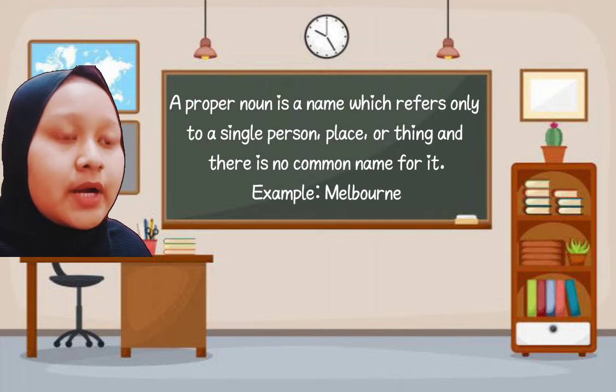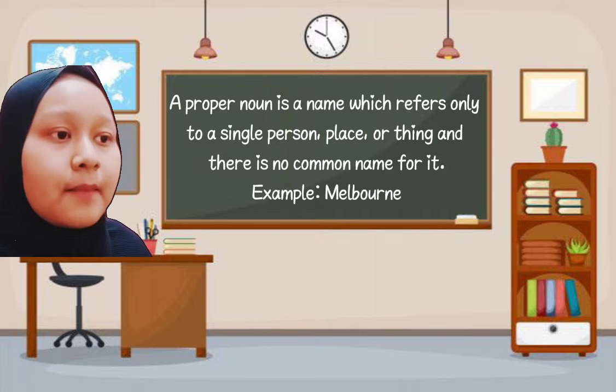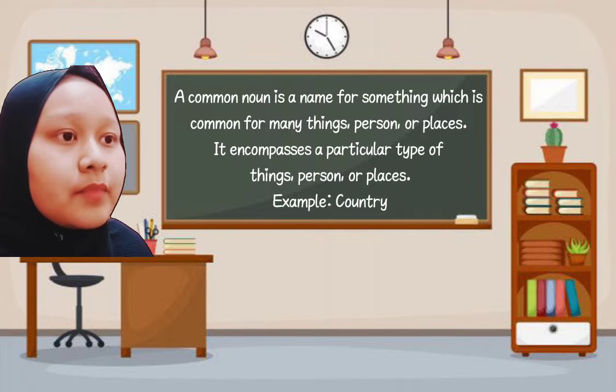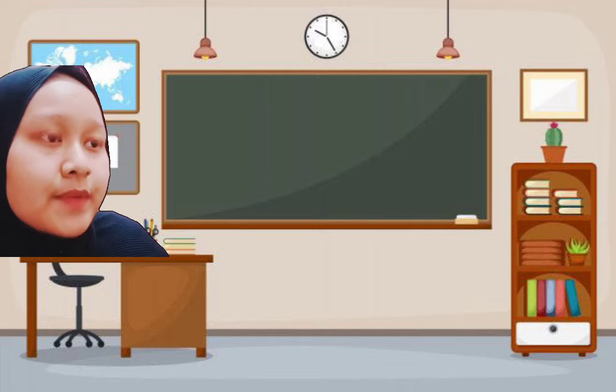First, proper noun. A proper noun is a name which refers only to a single person, place, or thing, and there is no common name for it. Example, Melbourne. Next, we have common noun. A common noun is a name for something which is common for many things, persons, or places. It encompasses a particular type of thing, person, or place. Example, country.